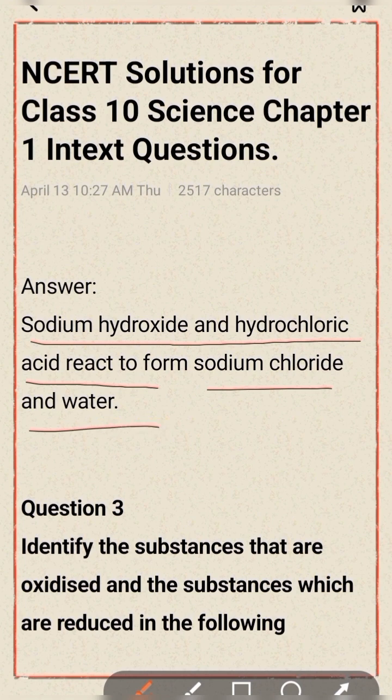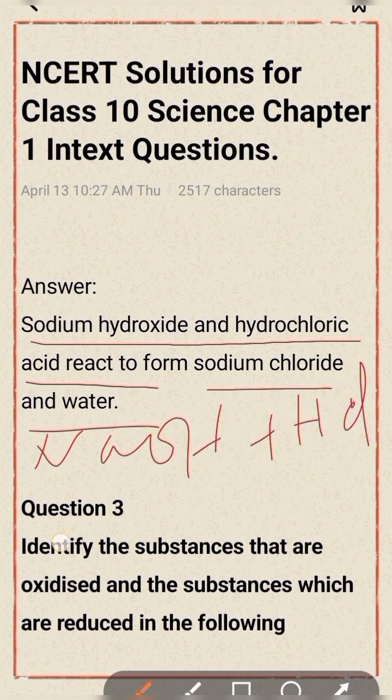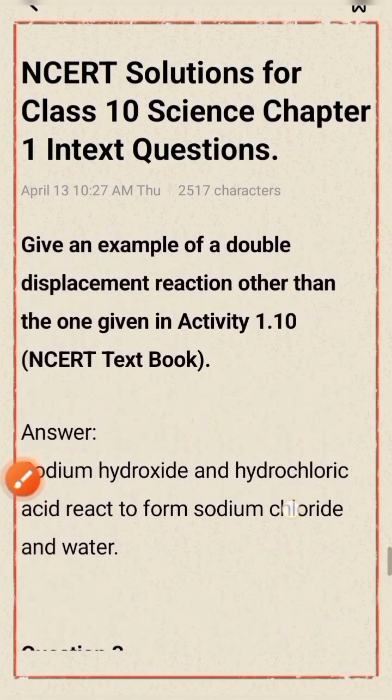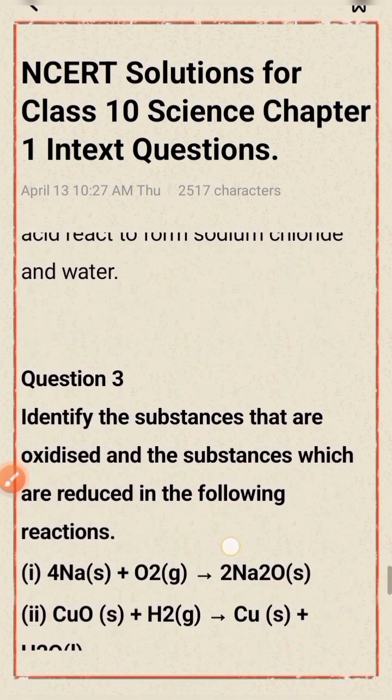Okay, this is a reaction: sodium hydroxide NaOH plus HCl form sodium chloride NaCl plus water H2O. Okay, this is a displacement reaction. Okay, this is one type of displacement reaction. Okay, next question number 3.